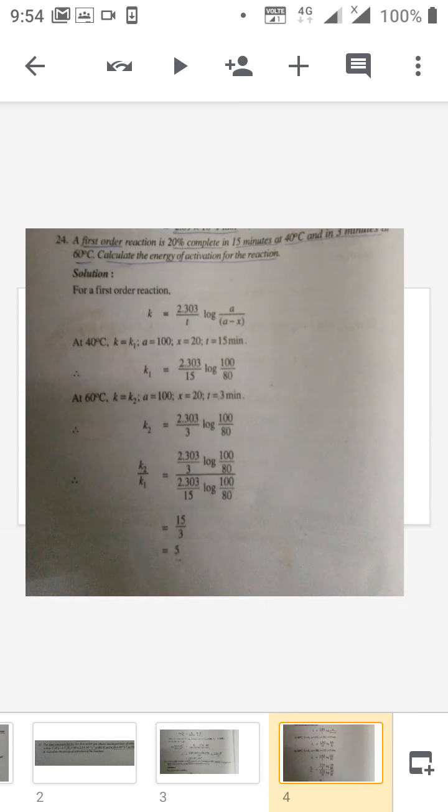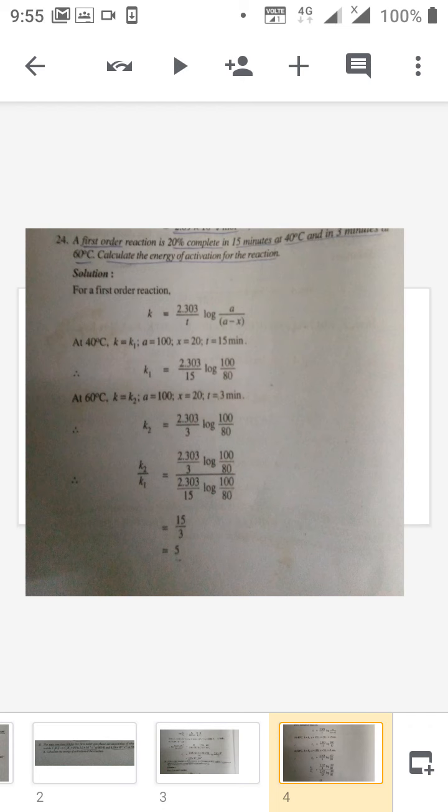And 20% is complete within 15 minutes. So t is given as 15, and the temperature is given in degree Celsius, and in 3 minutes at 60 degree Celsius. Calculate the energy of activation. We have to calculate EA. First of all, we know the rate constant for the first order reaction, K is equal to 2.303 divided by t into log A by A minus X. We have to calculate EA. There is only one equation studied in chemical kinetics relating K and EA, and that is the Arrhenius equation.